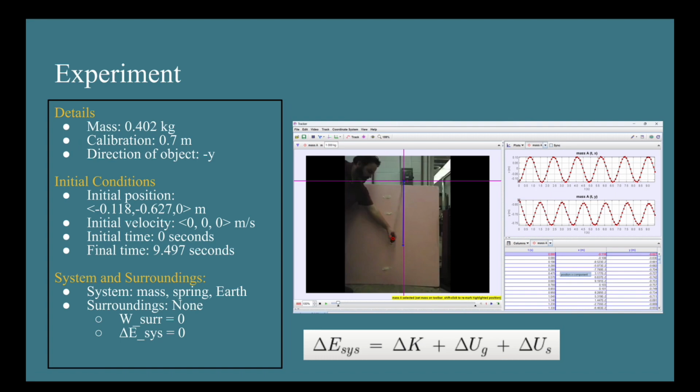The system in this experiment includes mass, spring, and earth, while the surroundings is nothing. Because there are no surroundings, we can say the work done by the surroundings on the system is 0. Likewise, this means the change in total energy of the system must be 0 by the energy principle.